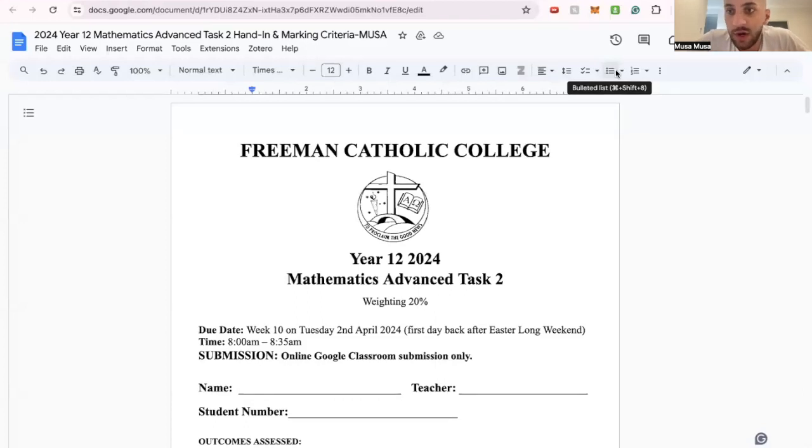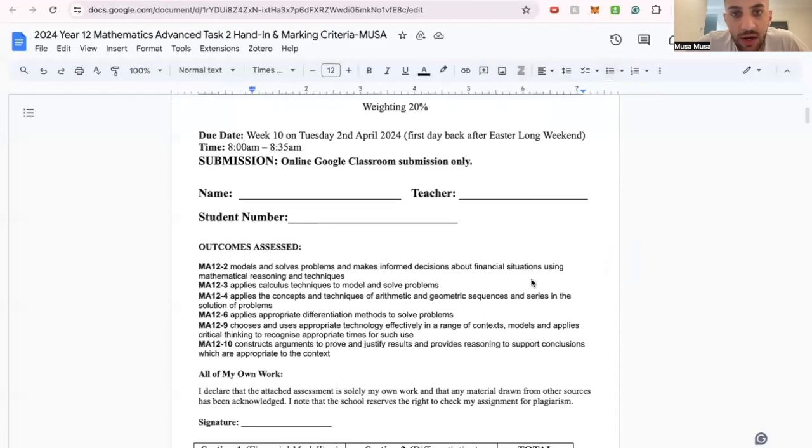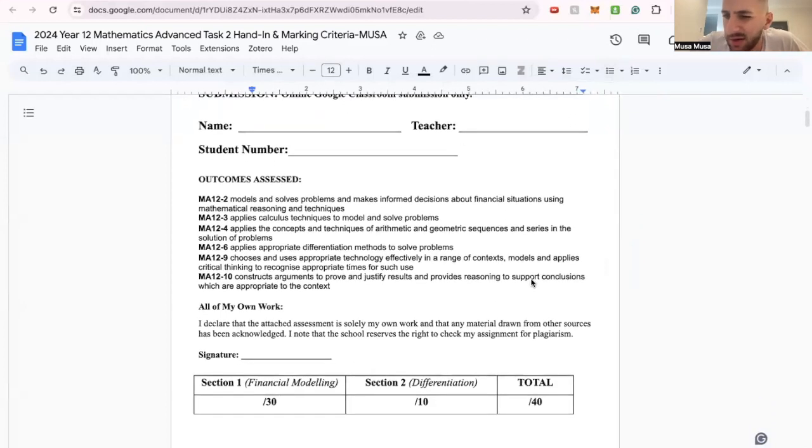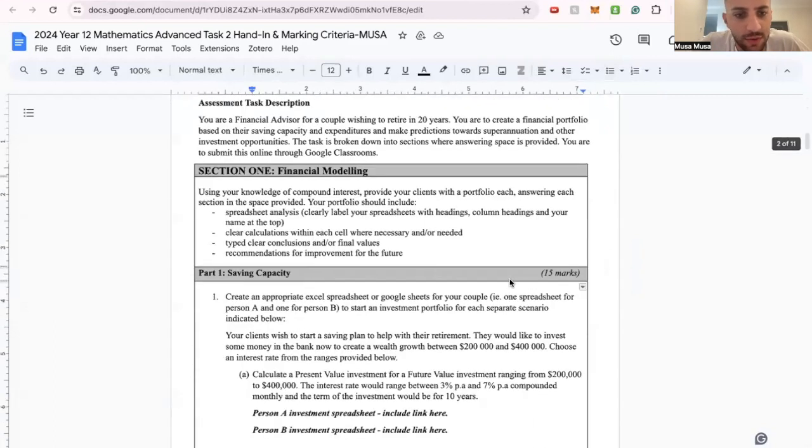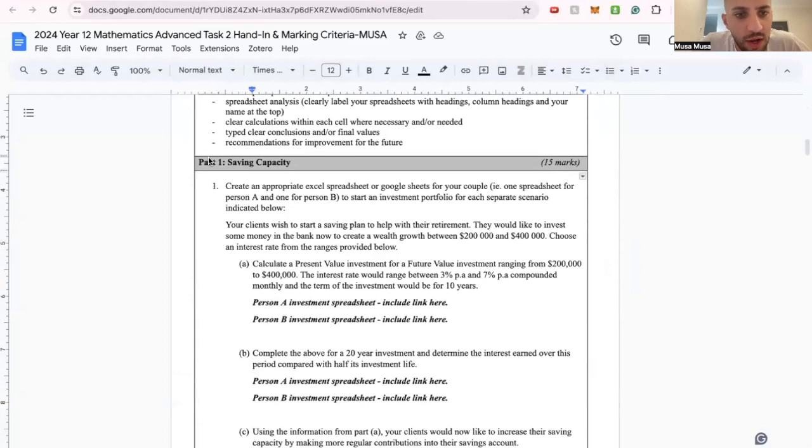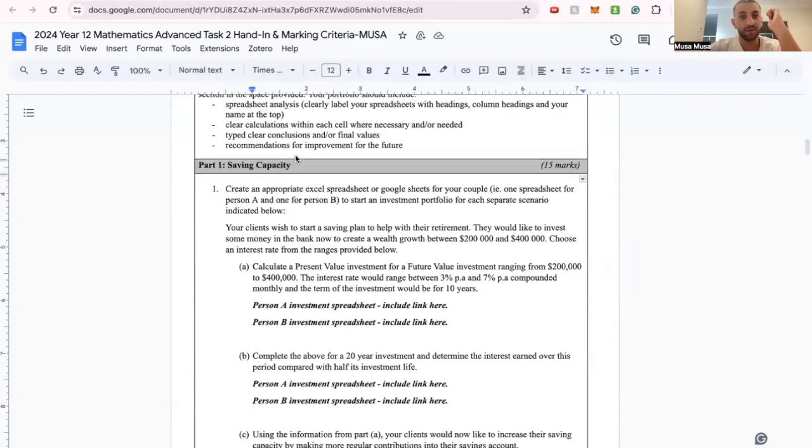Hey everyone, so I'm going to be explaining how to go through this task. The video might be cut a little bit because I'm recording this at different times. For the first part, I want to get through a little bit of section one. Part one says saving capacity. So let's figure out what's happening here.